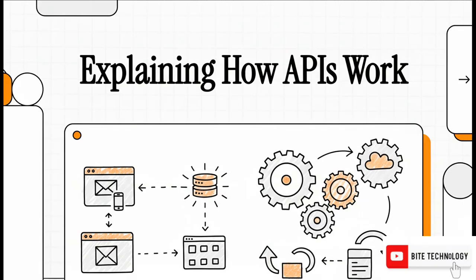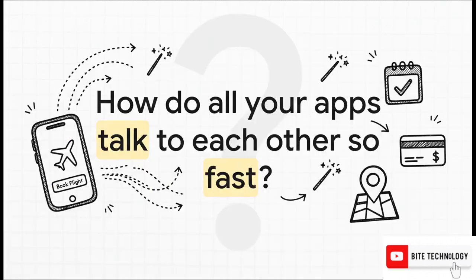Today, we're diving into something that's totally invisible but powers almost everything you do online. We're going to figure out how it all just works. You know that feeling? You tap a single button to book a flight, and instantly your calendar knows, your map app knows, your payment app knows, they're all on the same page. How does that even happen? I mean, it seriously feels like magic, right?